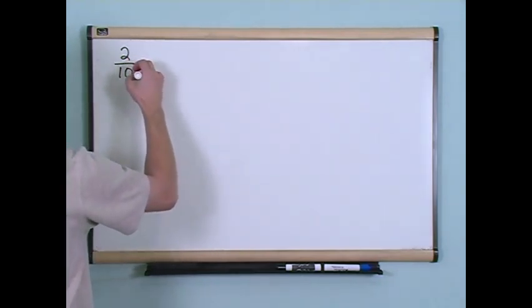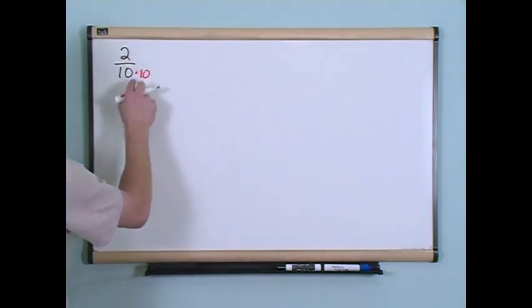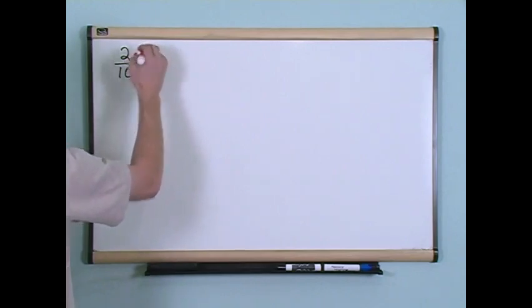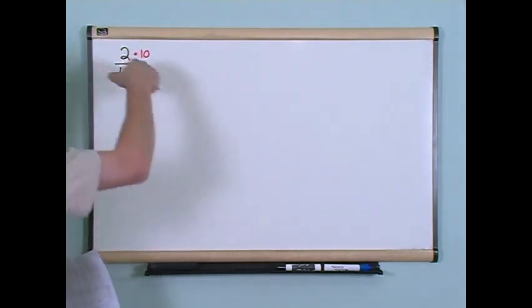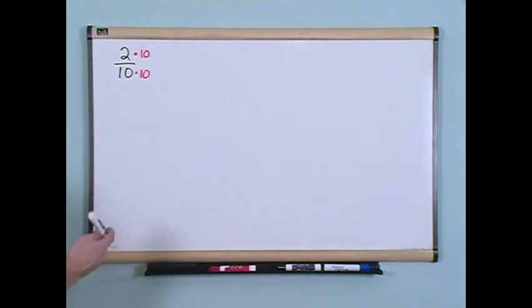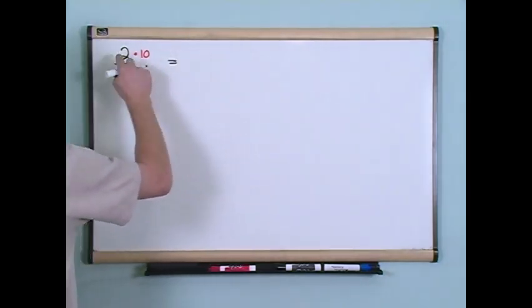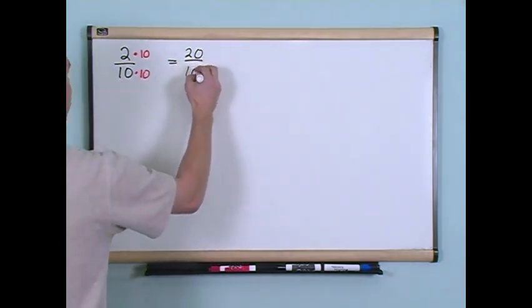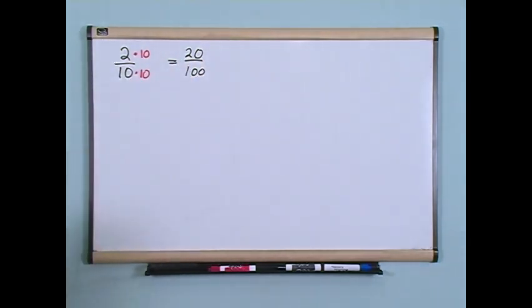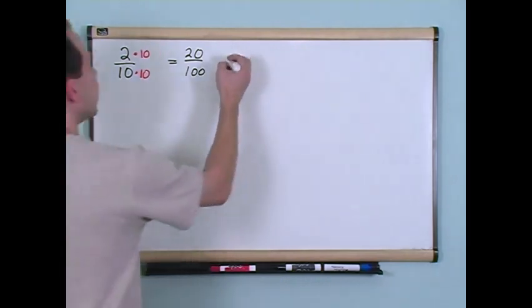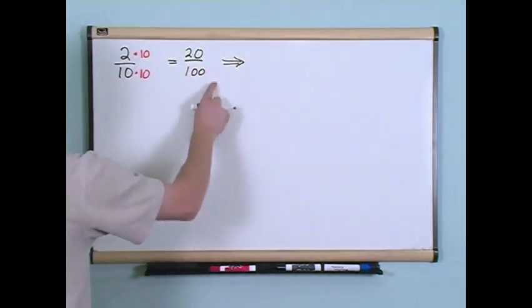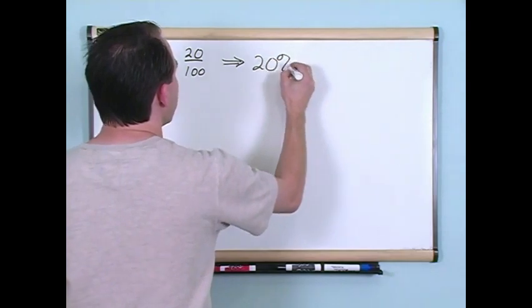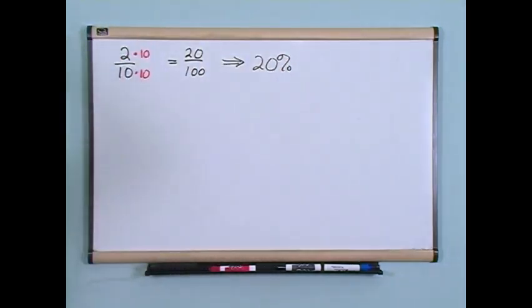So how can I do that? I can multiply the bottom by 10, which will give me 100, but I got to do the same thing to the top. I can do the same thing to the top and the bottom of the fraction, as long as I do it to both. So on the top, 2 times 10 is 20, and on the bottom, 10 times 10 is 100. Now that I have it in terms of 20 over 100, it's real easy, because anything over 100, you can just write as the top number with a percent sign, 20%. Okay, we just learned that just a minute ago. So that's kind of the common theme in these problems.